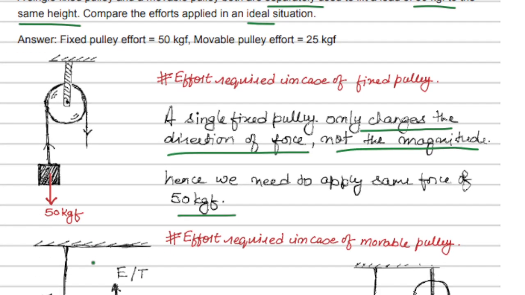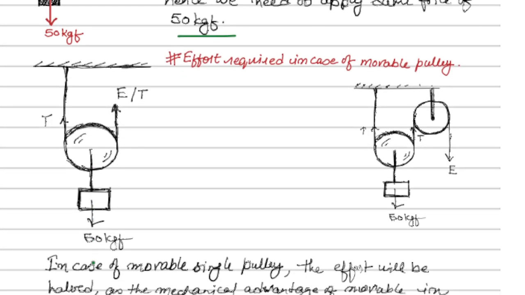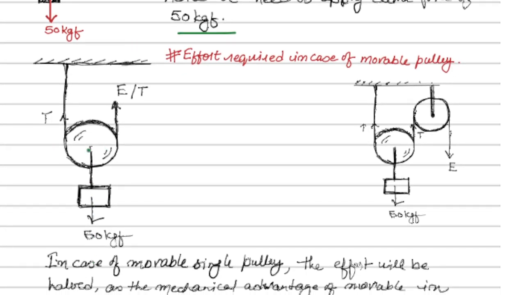Okay. Effort required in case of movable pulley. So now in the movable pulley, you can think of it like this. If, for example, you have to pull some weight upwards alone, like you are here, this is the weight, let's say. So how much force W do you have to apply to pull it up? What if your friend comes here? Now you'll say, sir, they'll be sharing the load, right?